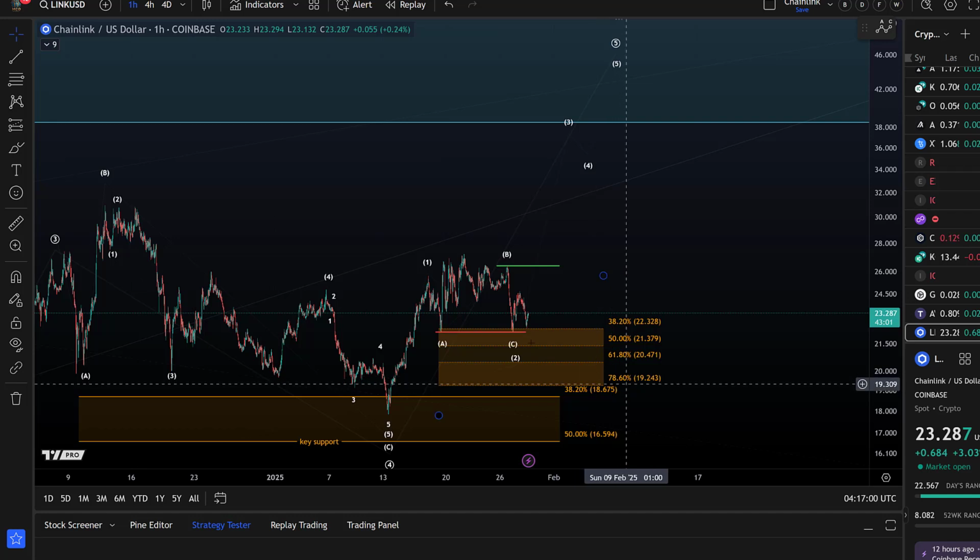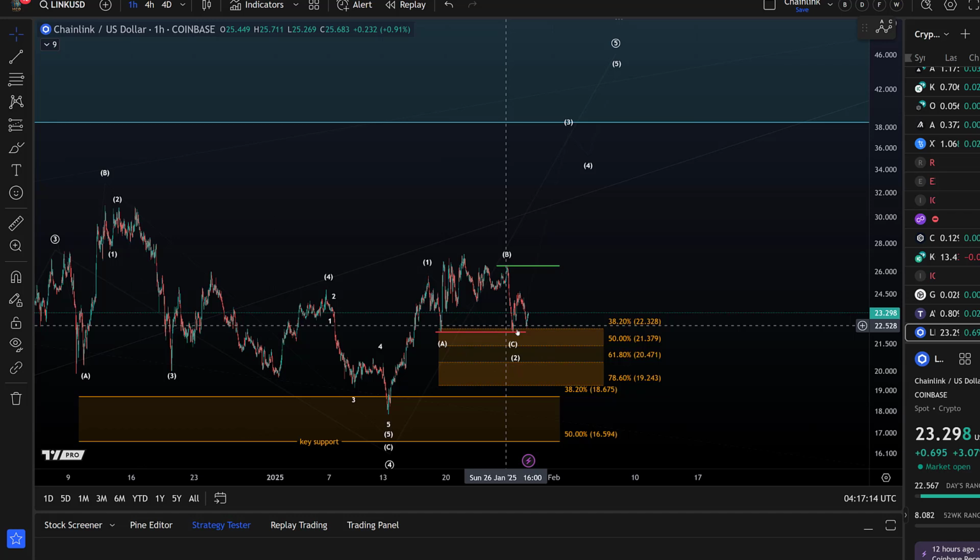So important is now that we're watching for higher prices, and the price could get to $38 next, as long as the price doesn't break below the $19.24 level, which is the 78.6 Fibonacci retracement level here.